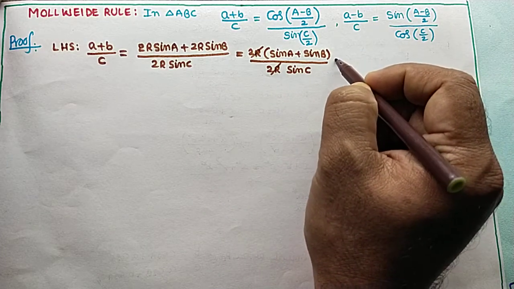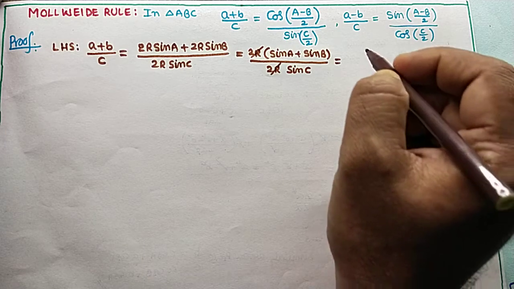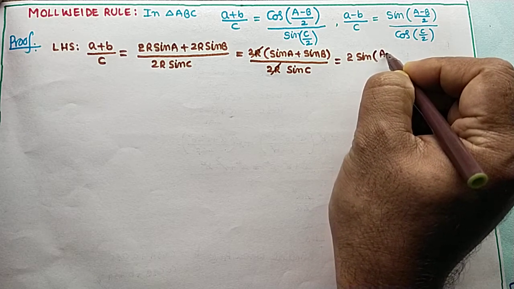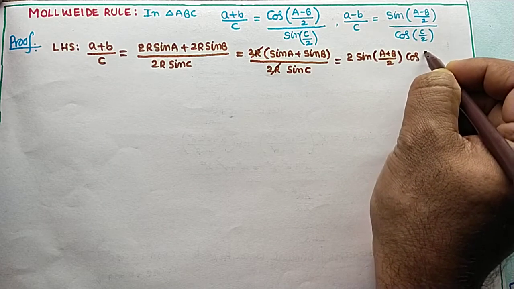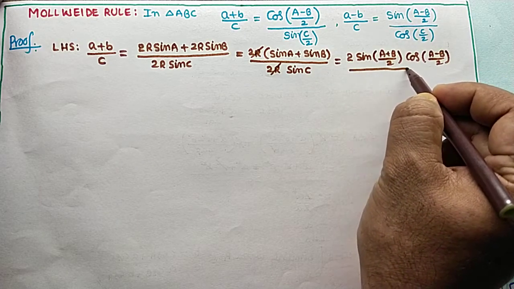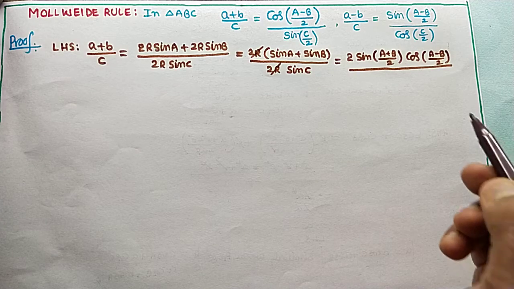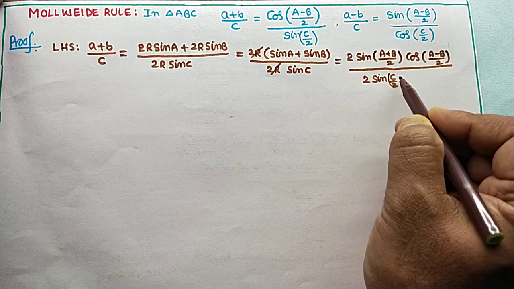After that, it is in the form of sin C plus sin D. We know the formula: sin C plus sin D is 2 sin (C plus D) by 2 cos (C minus D) by 2. So it becomes 2 sin (A plus B) by 2 into cos (A minus B) by 2, whole divided by sin C. In terms of half angles, we write sin C equal to 2 sin C by 2 cos C by 2.